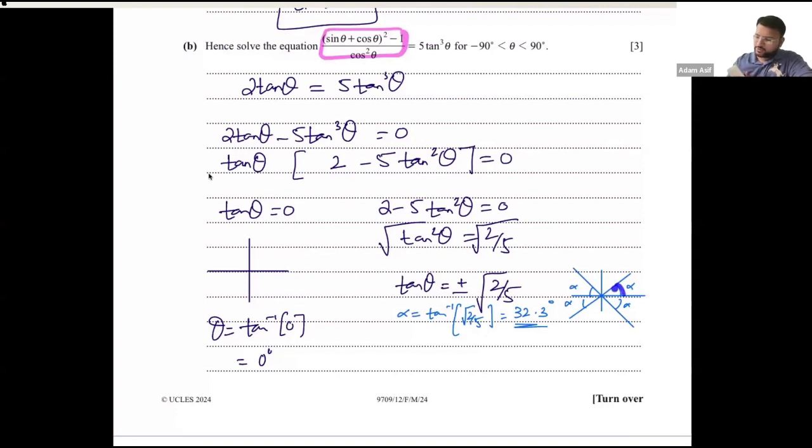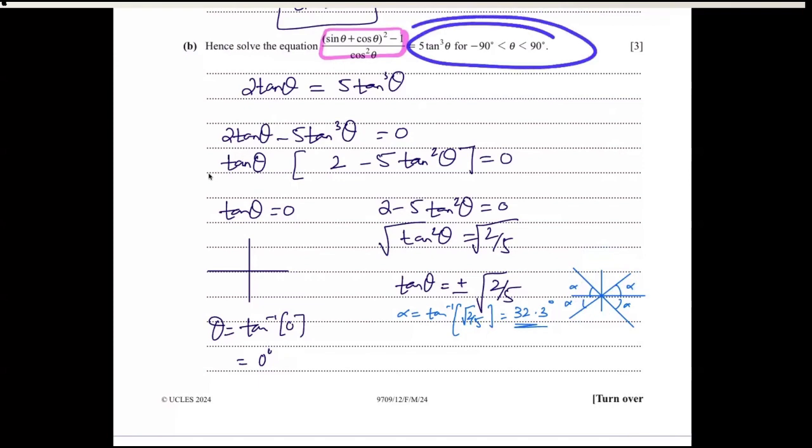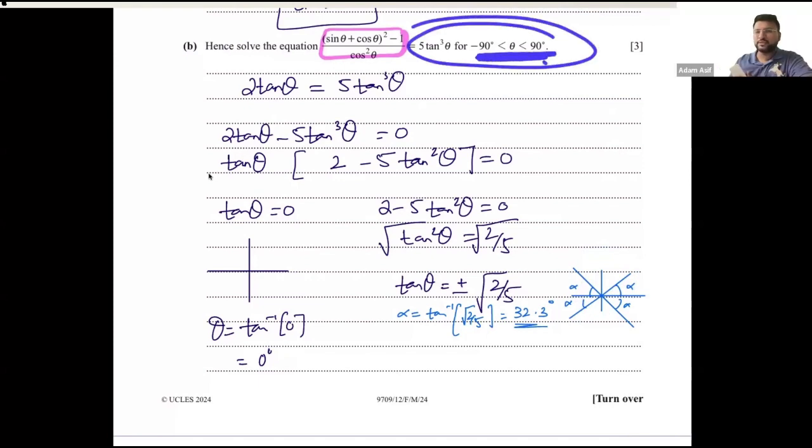What would this angle be? 32.3. Should I be taking this angle? Theta's one value will be this, one will be this, the third one would be 180 plus, the fourth one would be 360 minus. So you're only going to take 32.3 and negative 32.3. Yes, because the domain is restricted from minus 90 to 90.